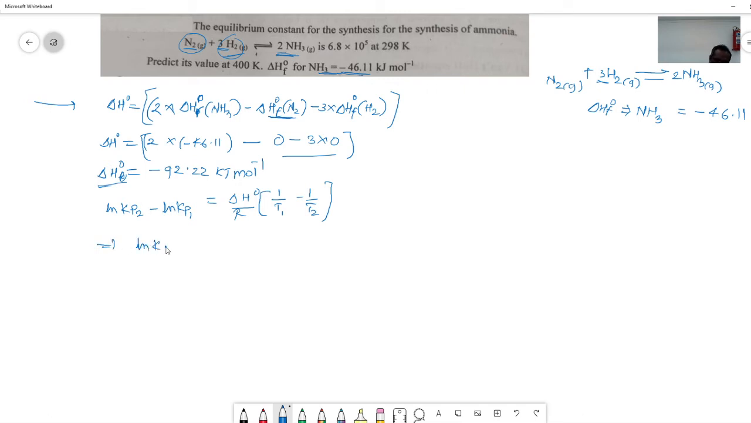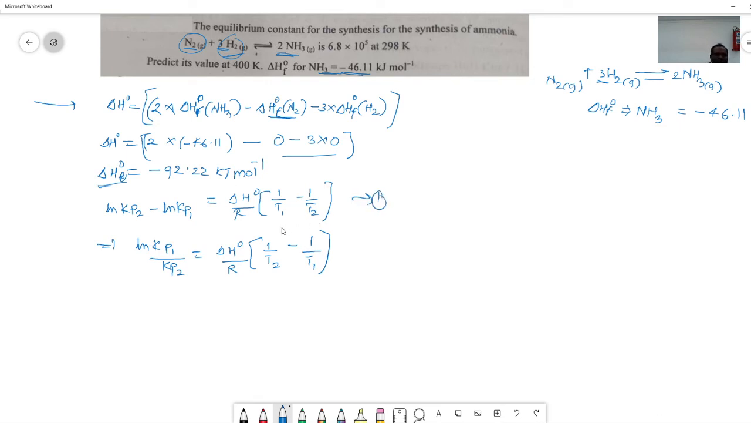ln Kp1 divided by Kp2, or ln Kp2 is equal to delta H0 divided by R into 1 upon T2 minus 1 upon T1. This equation is rearranged from the top equation. Suppose this is equation number 1.